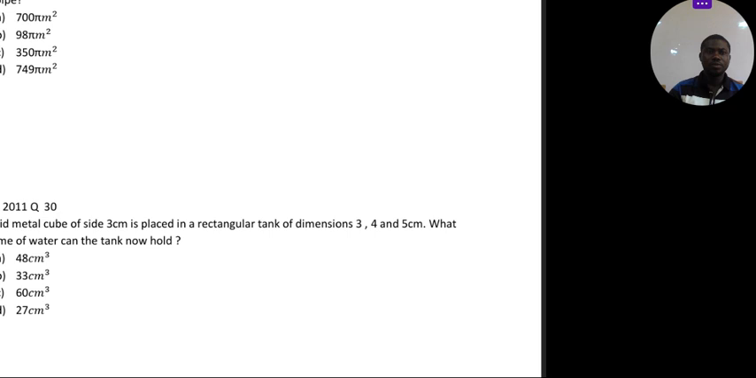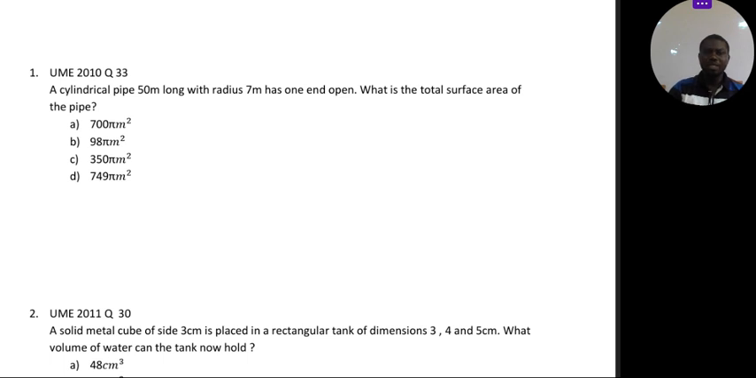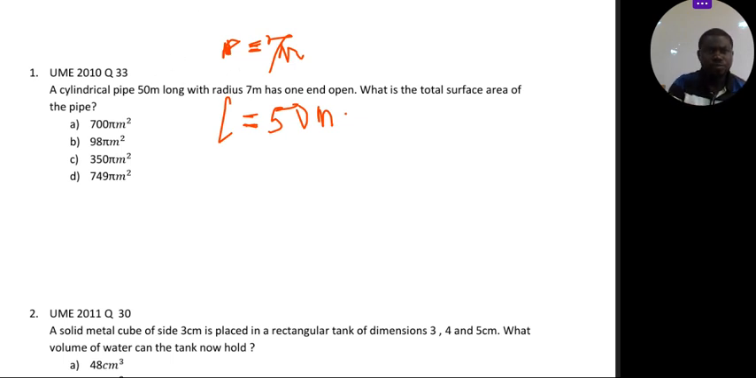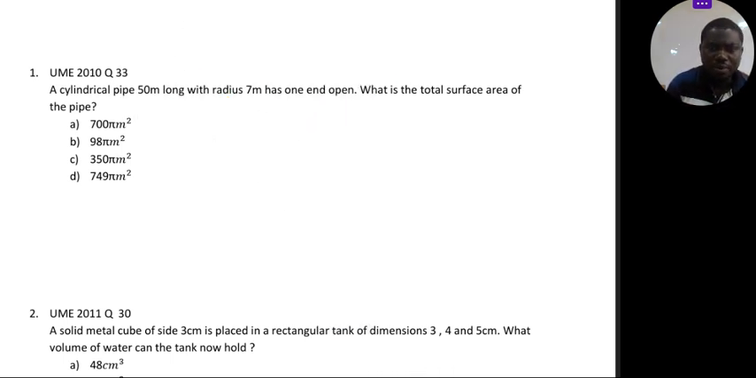The first one says a cylindrical pipe 50 meters long with radius 7 meters. So let's bring out the parameters. Radius 7 meters, length of the pipe 50 meters. So we have a cylindrical pipe of radius 7 meters and length 50 meters.